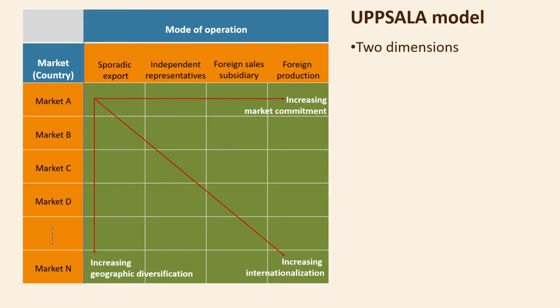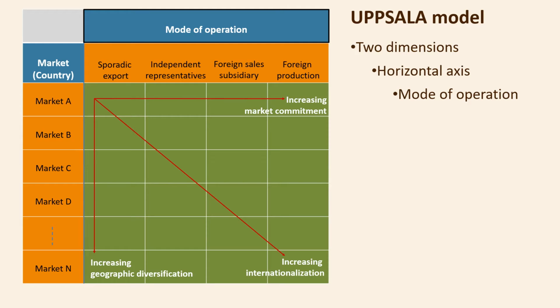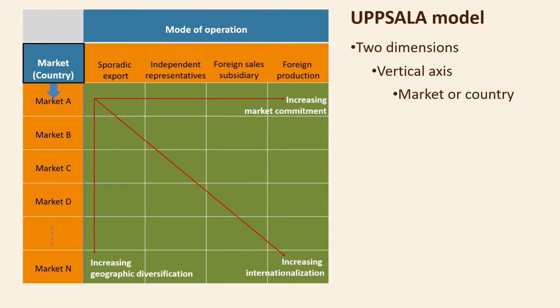The Uppsala model consists of two dimensions. On the horizontal axis is the form of the export. It is called the mode of operation. On the vertical axis are the individual geographical locations to which exports are made. These are referred to as markets or countries.